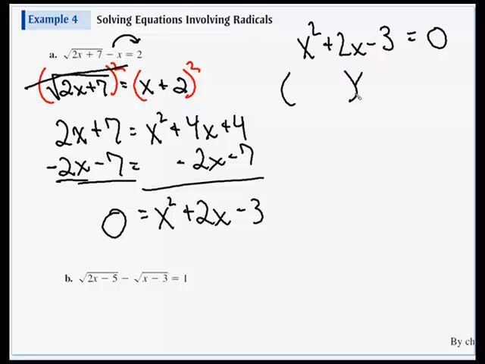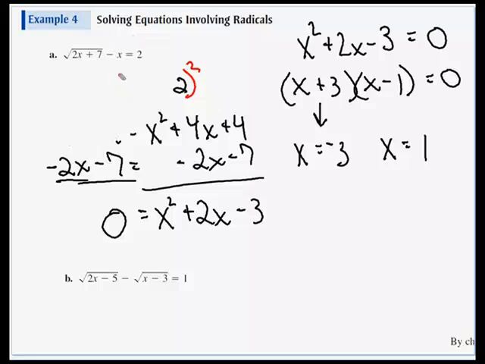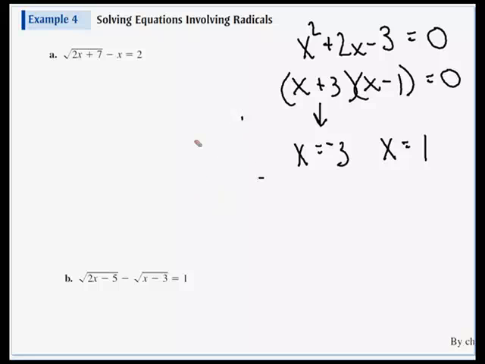And that does factor down just nice. x squared has to be x and x. Factors of negative 3 that add up to 2 would be a plus 3 and a minus 1. And then we set each of those independently equal to 0. Here, that would zero out as a negative 3, and here would be a positive 1. And there's our two solutions. Now we're going to have to check these out and make sure they do work in the original equation, because we did square both sides there, and that has the possibility of introducing an extraneous solution.